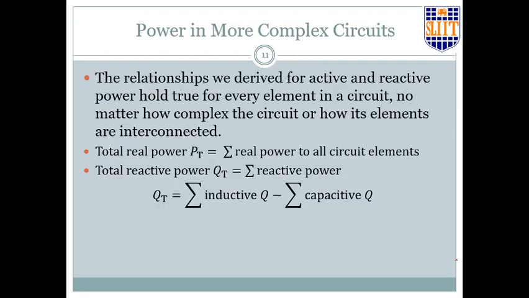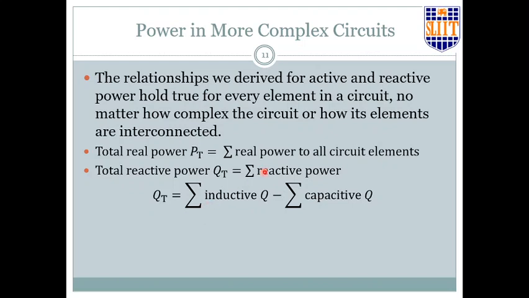Now when it comes to power, irrespective of the connectivity of the components, we can actually treat the power components individually, right? So the total real power in that scenario is the addition of the real power consumptions of individual components. Similarly, as you can see in this equation, the total reactive power is the addition of the reactive power values of all the components.